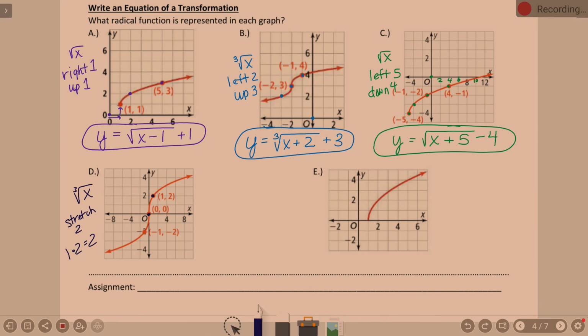So what's the equation we write? Y equals 2 times the cube root of x.